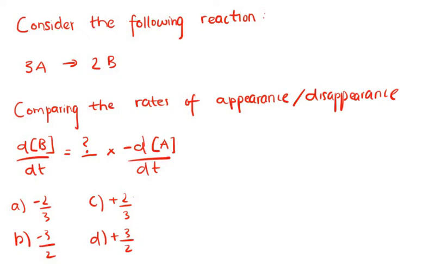So this is one of the problems, basically saying consider the following reaction: 3A yields 2B. Compare the rates of appearance to disappearance. So they give you this relationship, and you have to find out what this coefficient is. Now, this is actually a pretty basic problem, but it can be pretty confusing.